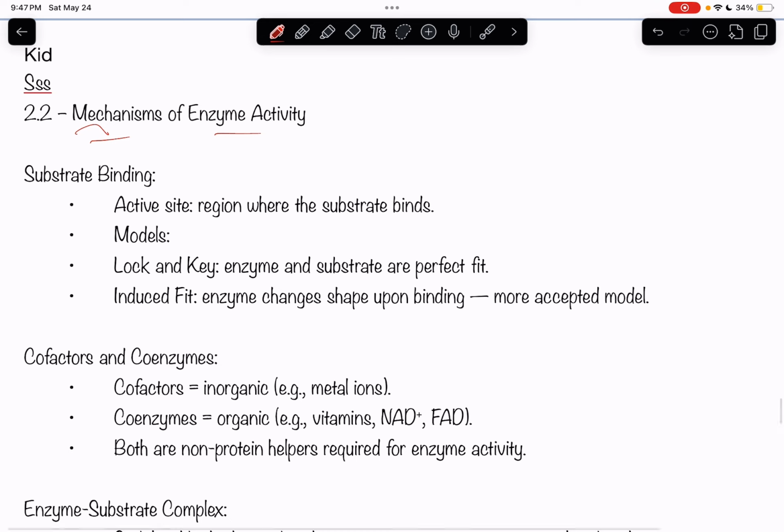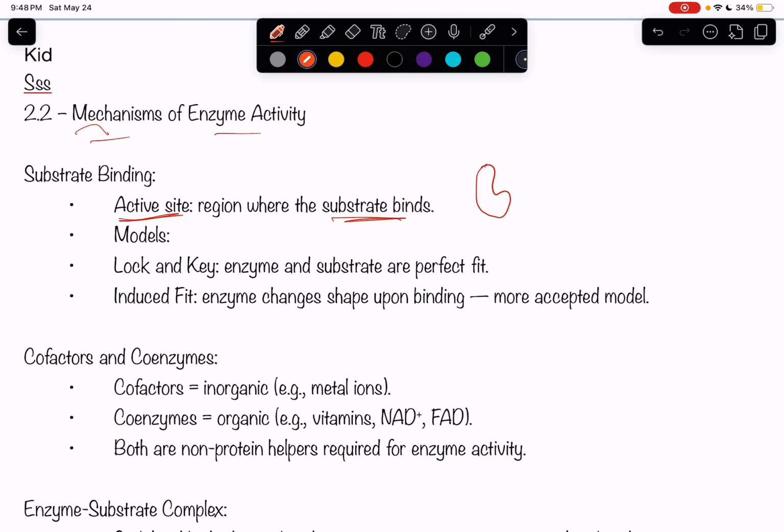So you know a few things, right? The active site is where your substrate binds. You can imagine it like each enzyme has a different shape. Every enzyme has a different active site. So this active site would fit this substrate perfectly. Now there are two different models. The lock and key model, which is the one I just drew, where they're a perfect fit.